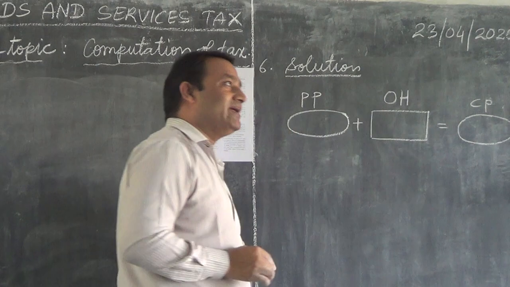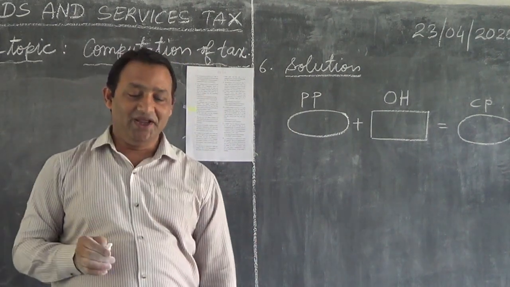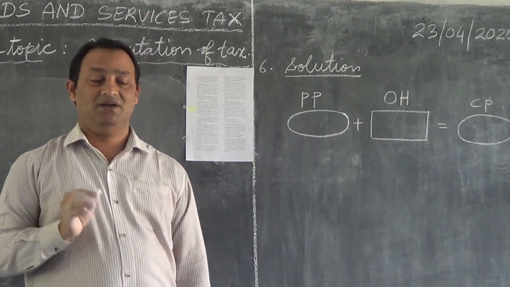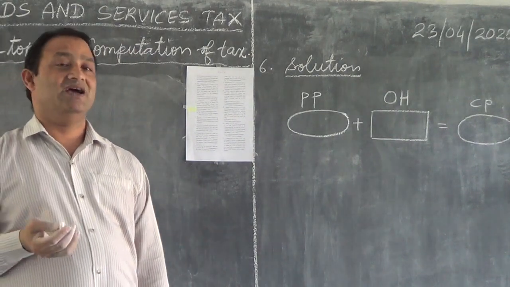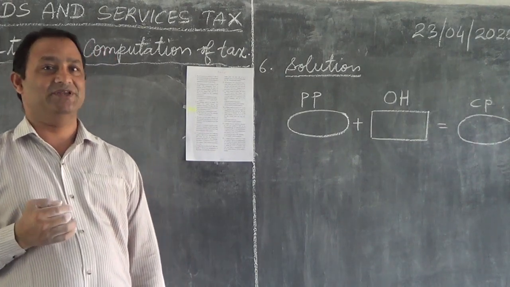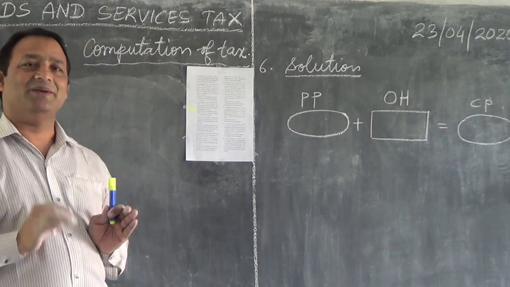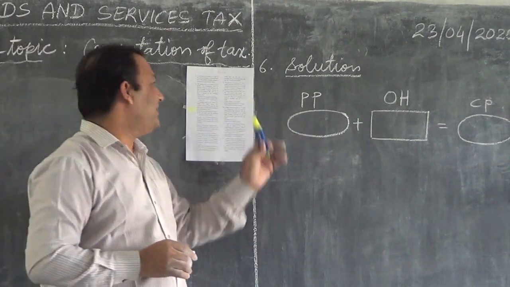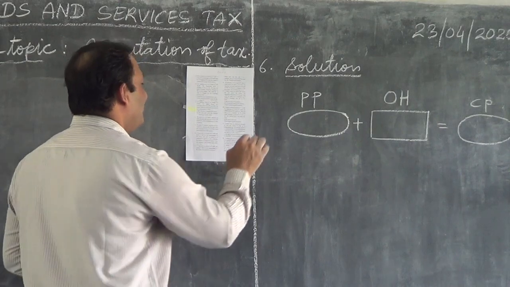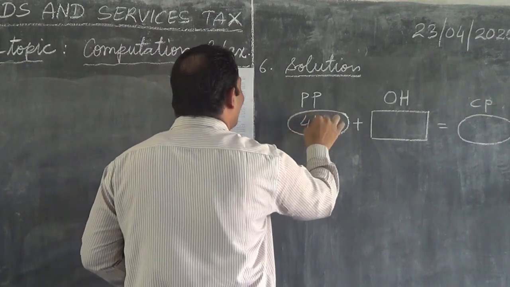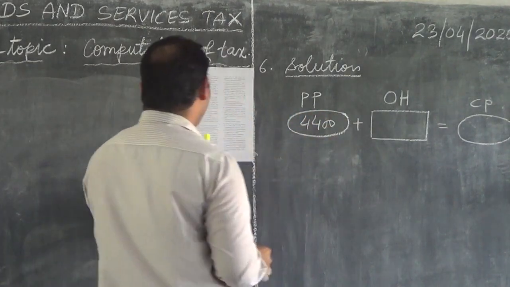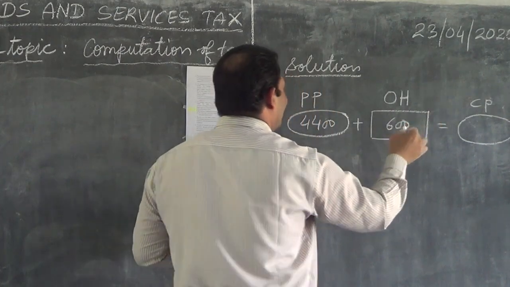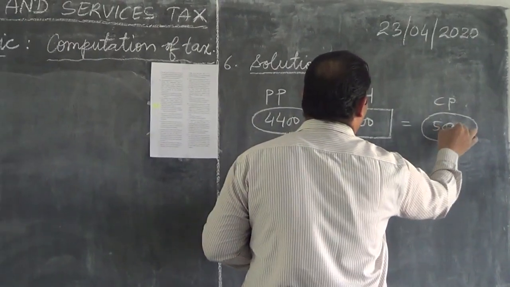Remember, I had told you the meaning of cost price for a manufacturer, meaning of cost price for a trader, and meaning of cost price for a service provider. All the three definitions I had given to you separately for this reason. So here purchase price is how much, children? Purchase price is 4,400 and overheads expenditure is rupees 600 and surely cost price will be rupees 5,000.